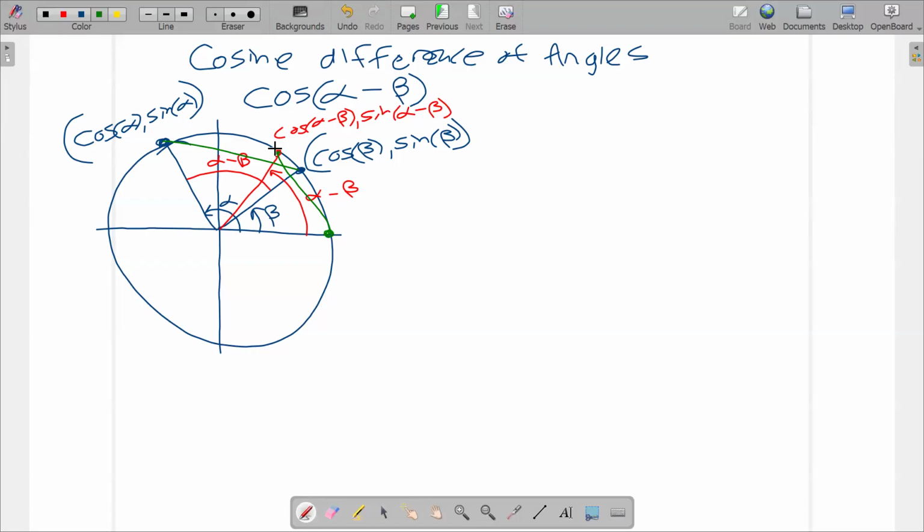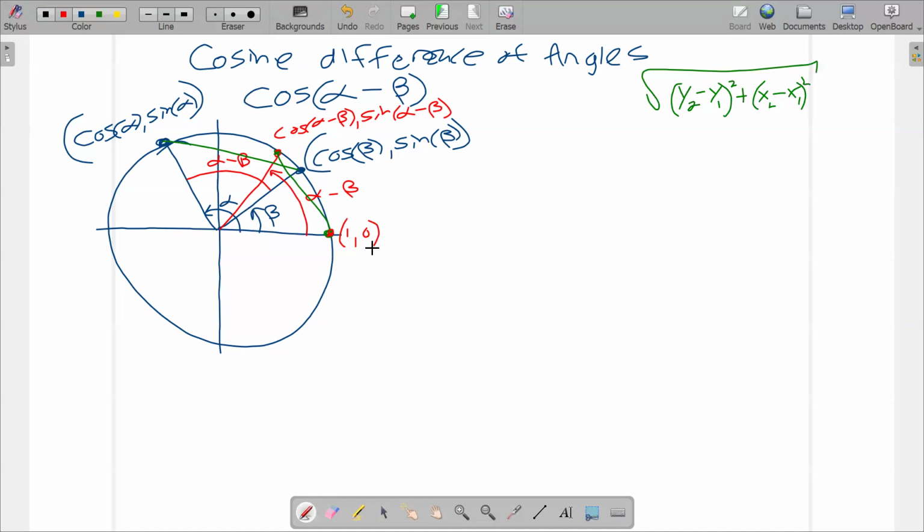So distance formula says take your y's and subtract them and square them, and take your x's and subtract them and square them, and then take the square root of that sum. So we're going to do that for the blue points and then the red. And the red is also connected to the point over here, x is 1, y is 0.